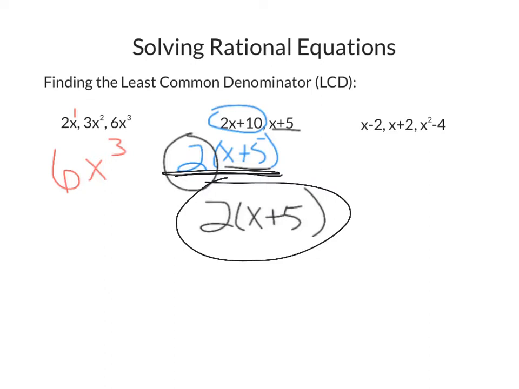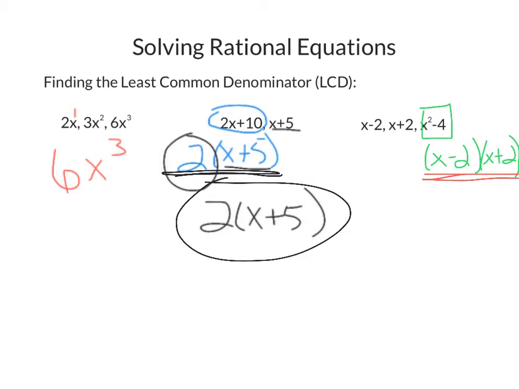Now moving on to our last example, x minus 2, x plus 2, and x squared minus 4. One of those binomials can be factored. The x squared minus 4 is the difference of squares, so that means that it breaks down into x minus 2 times x plus 2. If I look at all of my different binomials, I'm going to look at the one that has the most factors, which would be the one that I just factored out.